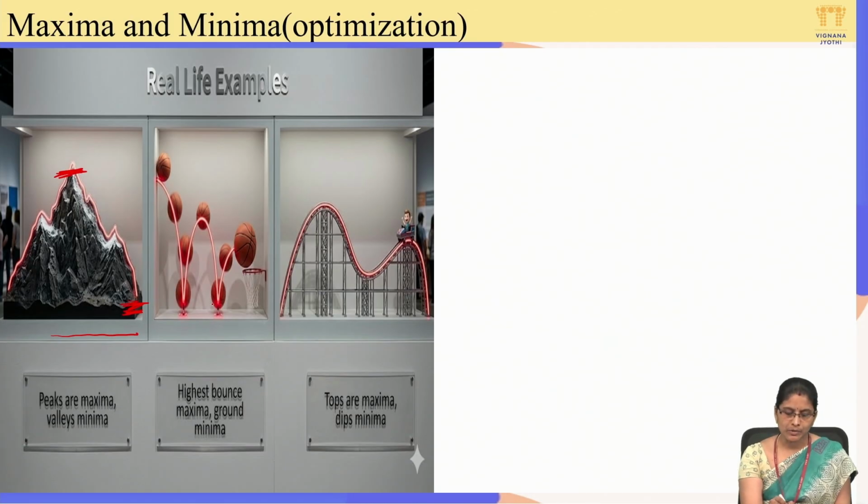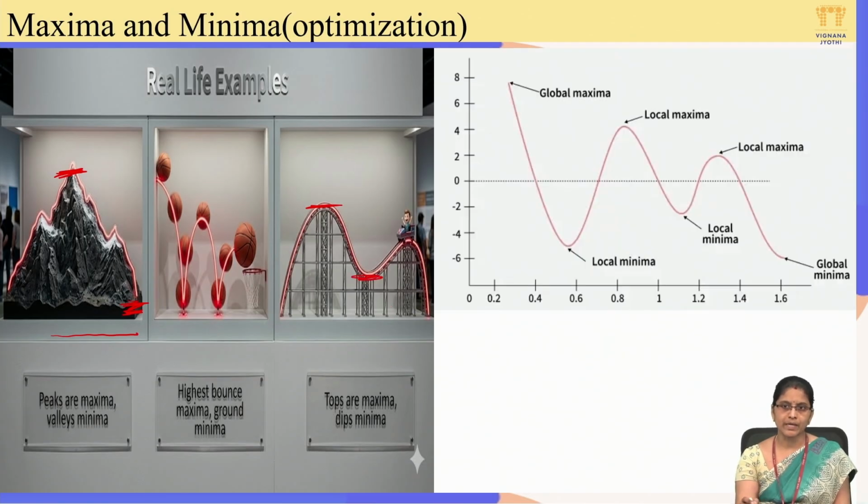The second example is the ball. When the ball bounces, it reaches high from time to time. So the highest bounce is the maximum and the ground level it reaches is the minimum. Next, the third example is the roller coaster. In a roller coaster, tops are maximum and dips are minimum. Let us see how these ideas appear in mathematical graphs.